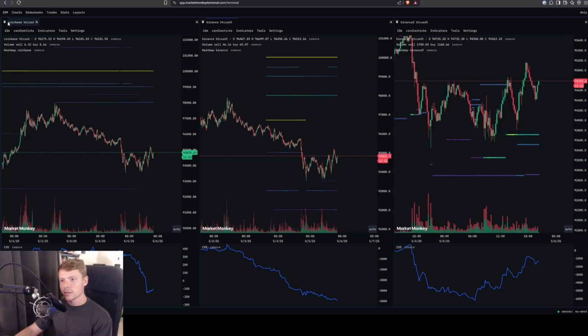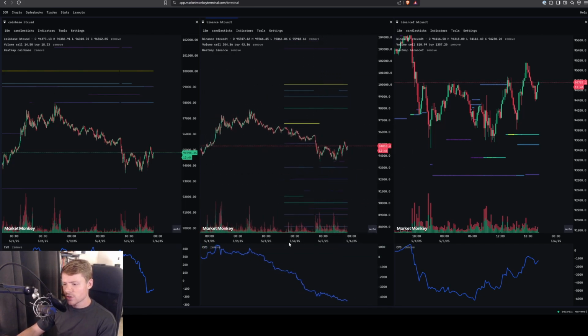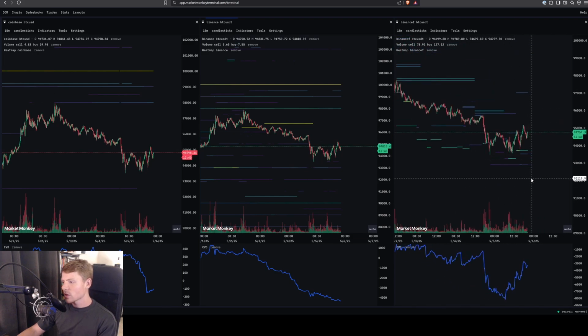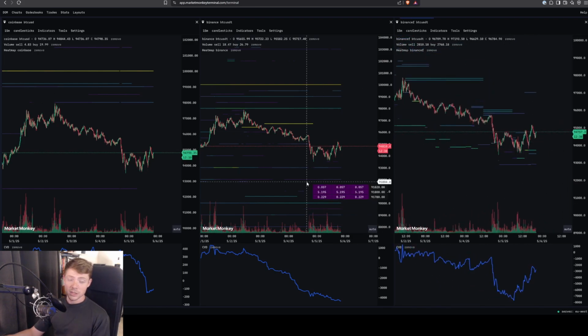So what I like to do, you're going to have Coinbase Spot, Binance Spot, and then Binance Futures. Basically, all you're doing is looking at the relationship between the spot buyers and the perp buyers. That's all I want to see. Is spot really buying, or is spot getting absorbed? All that nuanced little data is what I want to be looking out for.